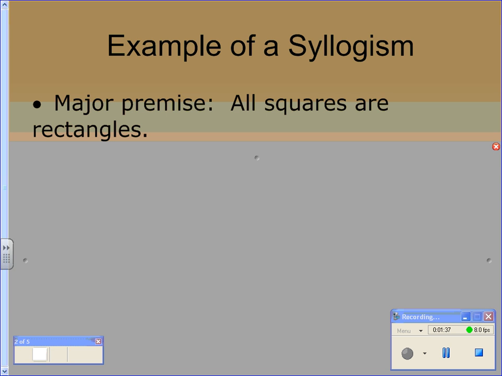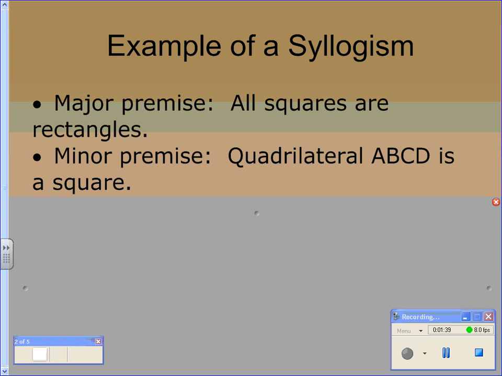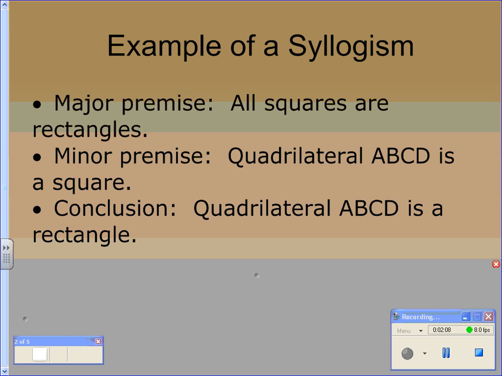The major premise for this one: all squares are rectangles. The minor premise: quadrilateral ABCD is a square. Any ideas what we could conclude? The quadrilateral ABCD is also a rectangle. Does that make sense?